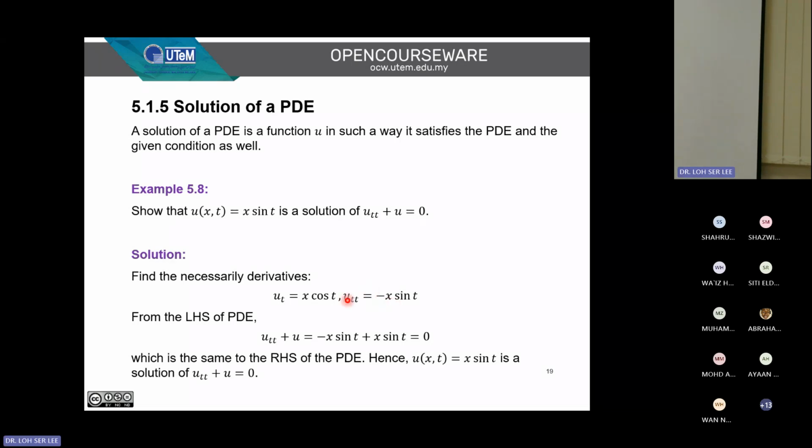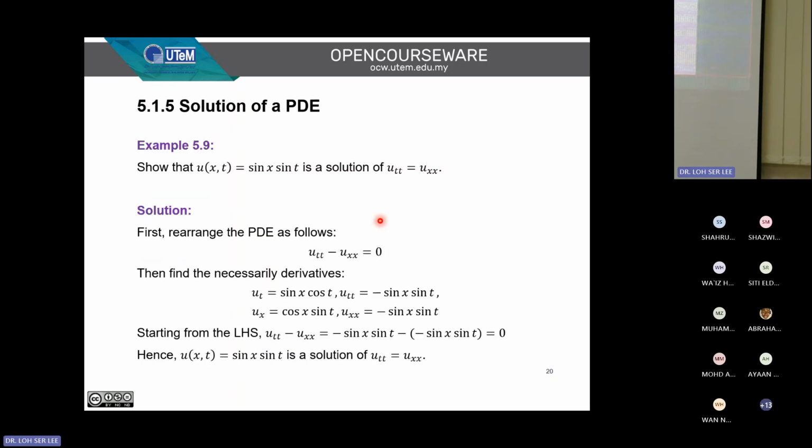Once you get your UTT, we start from the left-hand side. You substitute the UTT that you found. This is your UTT plus U, and your U is here. Then you simplify and check whether you get the right-hand side. If yes, that means this is the solution of this PDE. This is how we show it.